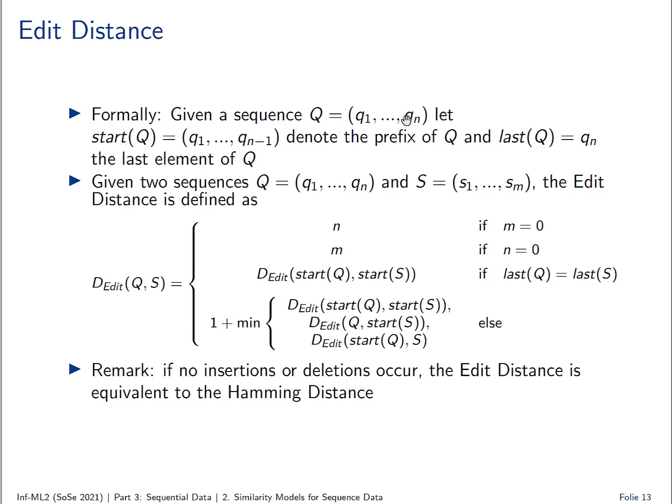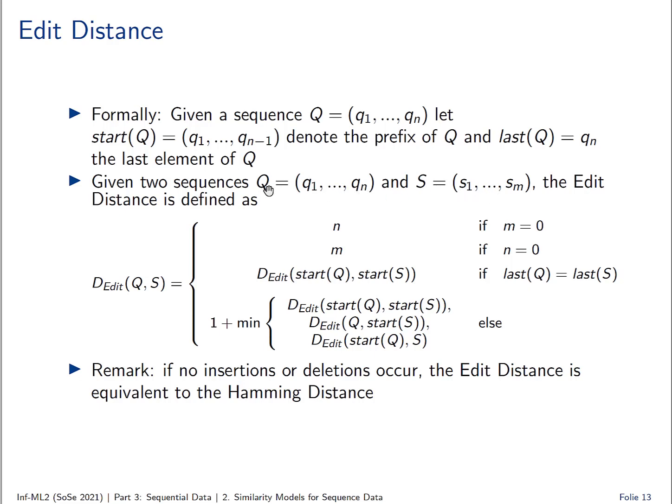So this is Q here consisting of n elements. The prefix containing the first n-1 elements is denoted by start(Q), and the last element Qn here is denoted by last(Q). We need that now for the definition. So now the definition of the edit distance: we need two sequences, Q and S. They can now have different lengths, as you see here.